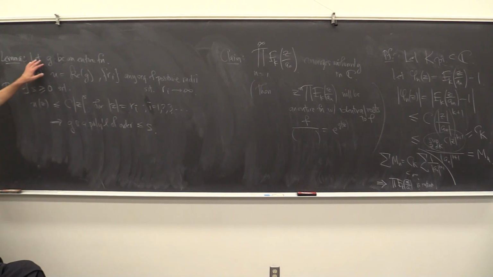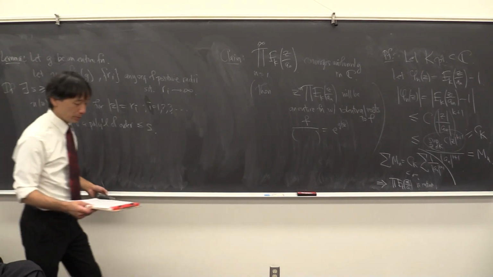Okay, so this is basically saying that if you have an entire function and its real part has this kind of polynomial bound, not necessarily on the whole plane, but just on radii that increase to infinity, then G must itself be a polynomial. So that's what we're going to use in the end, but let's show this thing first.